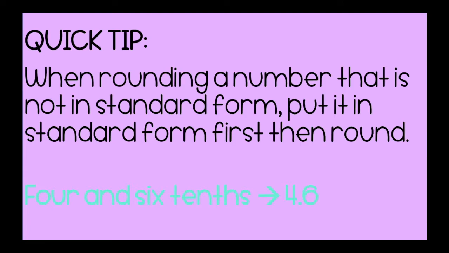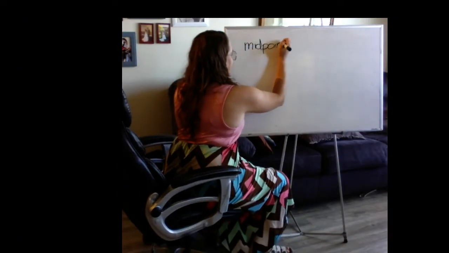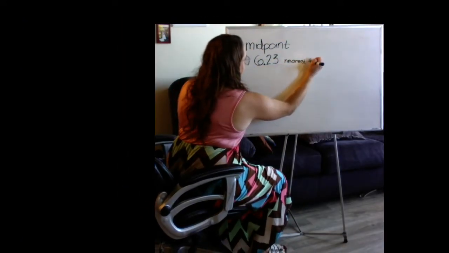Quick tip, when rounding a number that is not in standard form, make sure you put it in standard form first and then continue. Now let's take a look at the second strategy, midpoint on the number line, on our whiteboard.